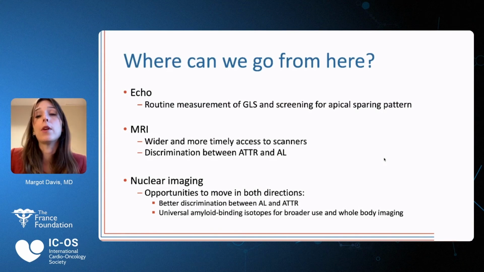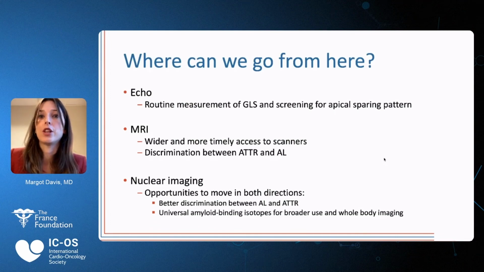In MRI, one of the biggest limitations, I think, in many centers is simply access to scanners. Not all centers, of course, have them. Not all centers have the ability to do T1 mapping or extracellular volume fraction measurements. And often there is a delay in getting access to these scanners, which can reduce their clinical utility. And of course, with MRI at this point in time, although there are markers that have been identified that may help to discriminate between ATTR and AL, I don't think we're there yet where they can be routinely used to make that differentiation.